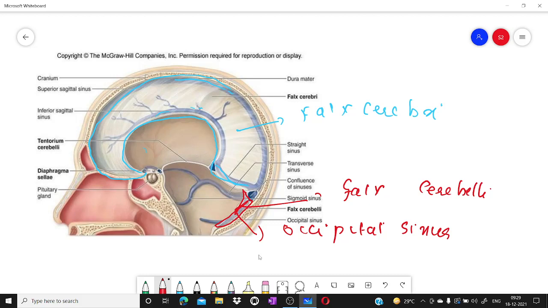So these are the important points regarding the dural folds. In another video we will be discussing the blood supply and the nerve supply of the dura, and in another video we will be discussing the dural venous sinuses in detail.